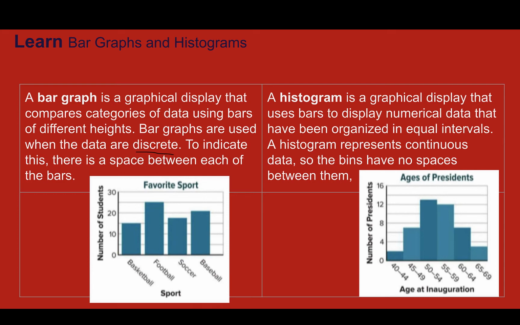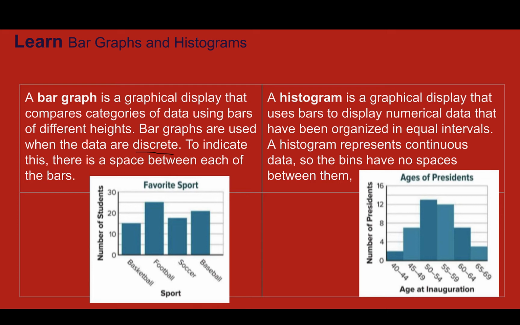A histogram, on the other hand, looks similar, also using bars, but they're organized in intervals, and they represent continuous data. So the bars here, which are called bins, have no spaces between them. So anything dealing with time generally is going to be a histogram.